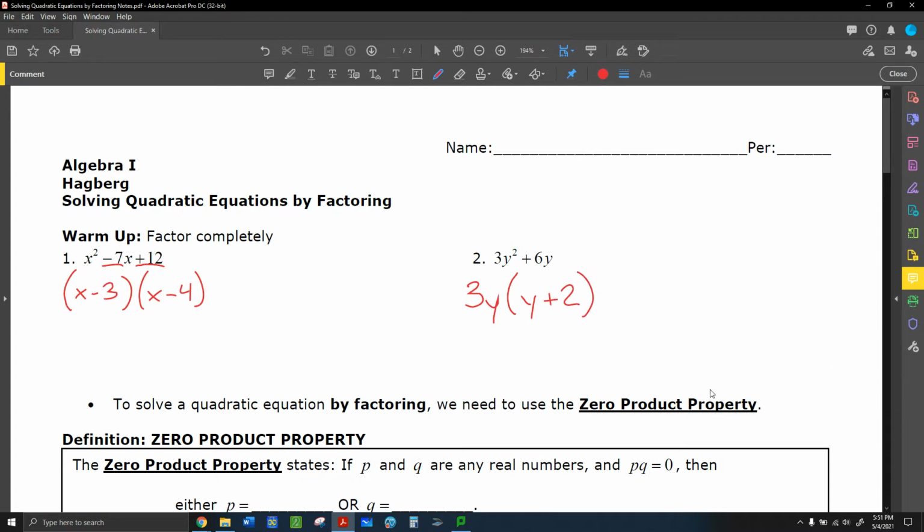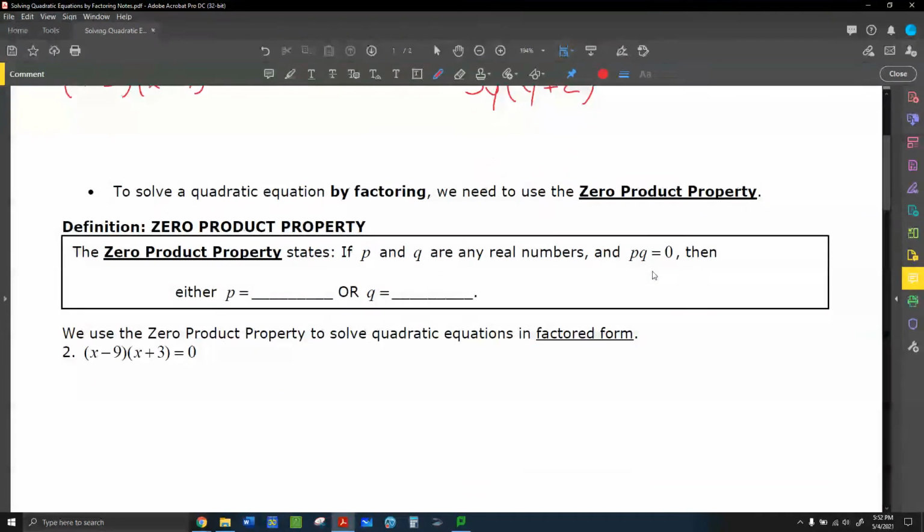Now, today we're going to be talking about solving quadratic equations by factoring. So all of these skills that we learned in the past about factoring are going to be useful for our notes today. In order to solve a quadratic equation by factoring, we have to use what's called the zero product property. The zero product property states that if p and q are any real numbers and the product p times q equals 0, then either p is equal to 0 or q is equal to 0.